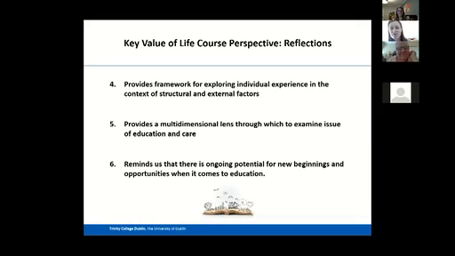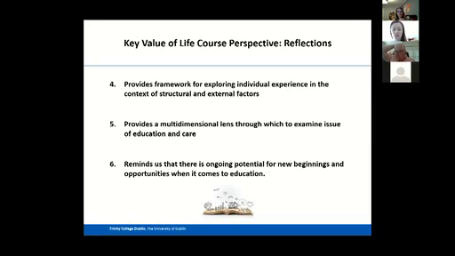It gives you a framework for looking at how individual experiences take place within the context of structural and external factors. So that was very much central in the context of the analysis that I did in relation to agency, where you were able to see how individuals shape their own educational journey, but this was very much done within the structural context that they were living in at the time. It gives you this multidimensional lens, which Robbie has mentioned already as well, and that's particularly important when it comes to a topic like education and care, I think.